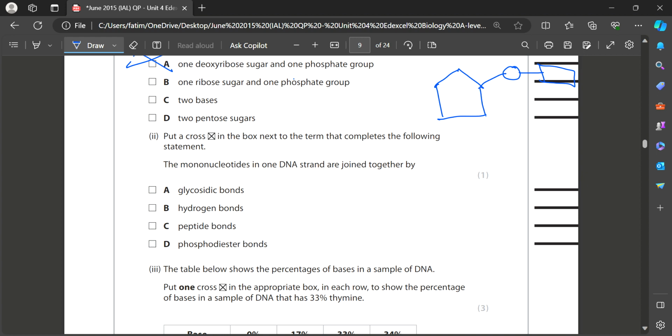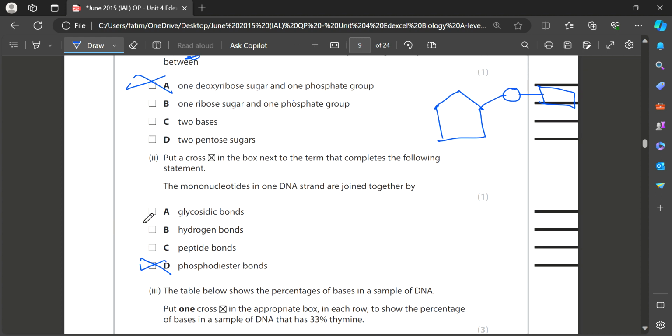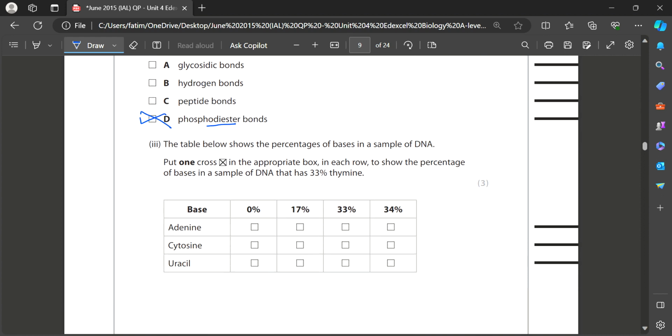Now this is also very simple. This is AS Unit 1 information. So if you don't know about this, you need to go back to your basics. Now put a cross in the box next to the term that completes the following statement. The mononucleotides in one DNA strand are joined together by phosphodiester bonds. Now this again is simple because you said that it's between a deoxyribose sugar and a phosphate group, and we know that every phosphate bond would start with the word phosphodiester because it's a deoxyribonucleic acid. So this one was definitely simple.